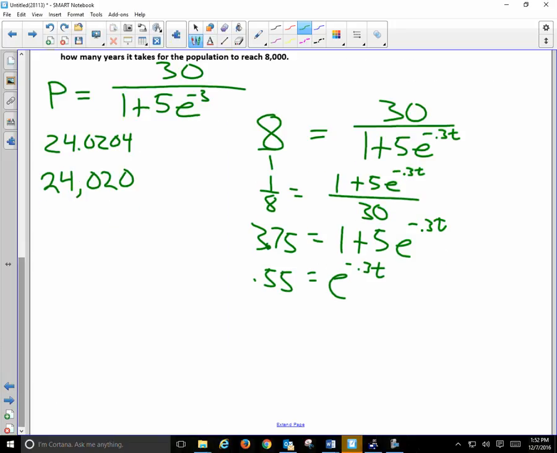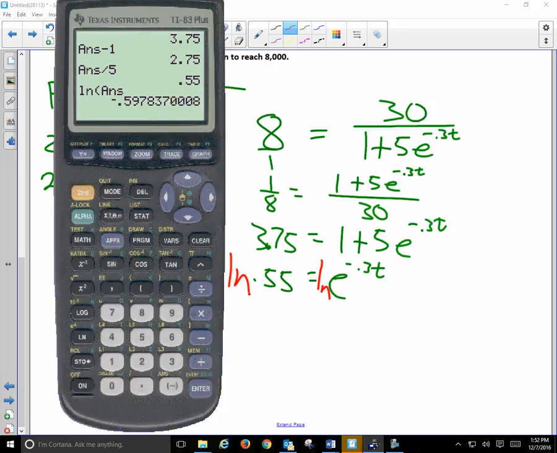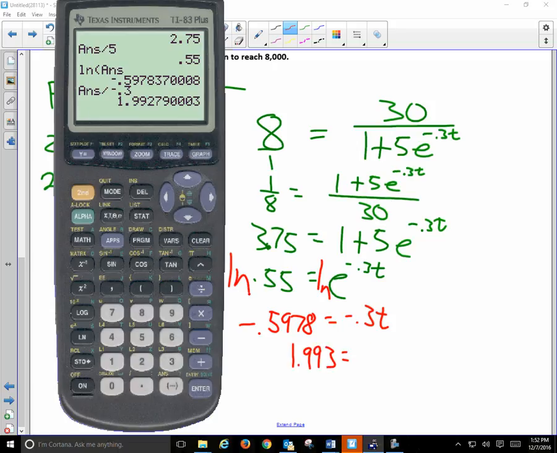Take the natural log of both sides. Very good. Natural log of the answer, and I get negative 0.5978. And I divide by negative 0.3, and I get 1.9923. So after 1.993 years, it will reach 8,000 as a population.